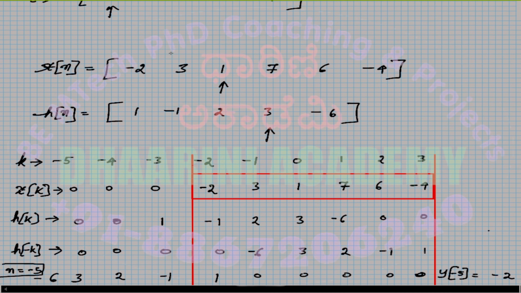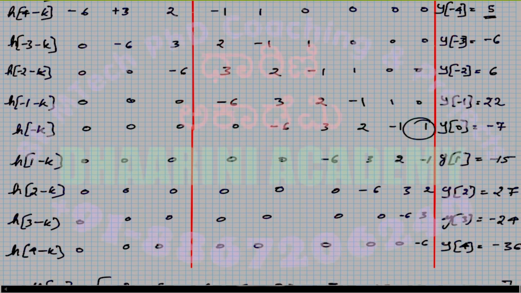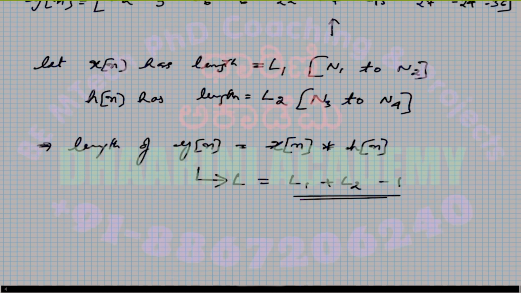So what is the length of your first signal? What is the L1? Count the number 1, 2, 3, 4, 5, 6. L1 is 6. What is the length of the second function? That is L2 equal to 1, 2, 3, 4, 5, right? So what is the expected length of y? 6 plus 5 minus 1. That is 10, right? So I'm expecting length 10 here. Just count the numbers here. 1, 2, 3, 4, 5, 6, 7, 8, 9, 10. Yes, it satisfies.